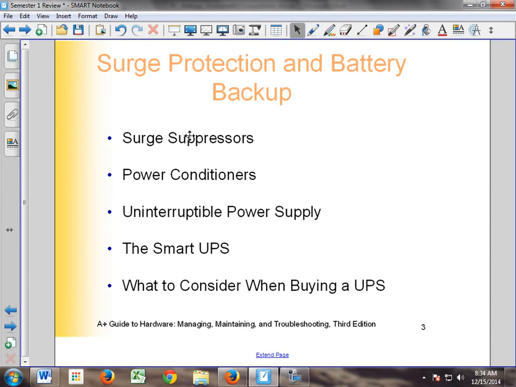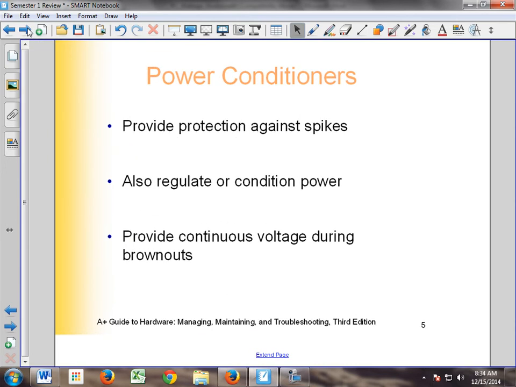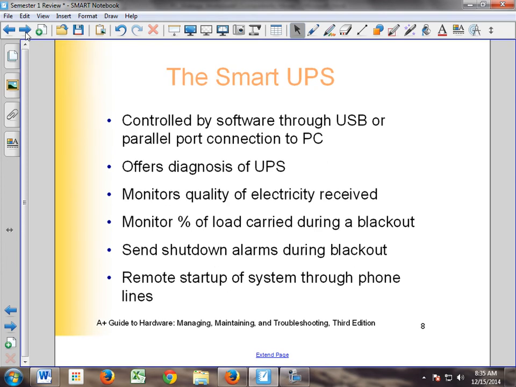You should remember from chapter 3 what surge suppressors, power conditioners, and UPSs are for, and what the different power conditions are. Surge suppressors only protect against spikes, momentary increases in power. Power conditioners protect against spikes and brownouts as well, and UPSs protect against all three. The third one being the blackout, the UPS is the only one that protects against a blackout.